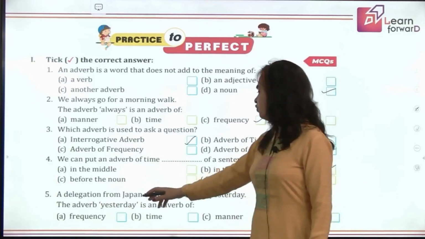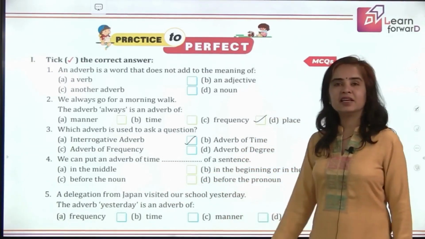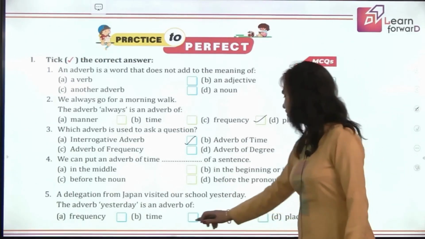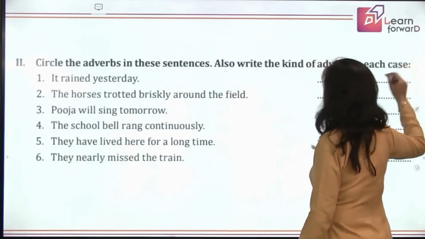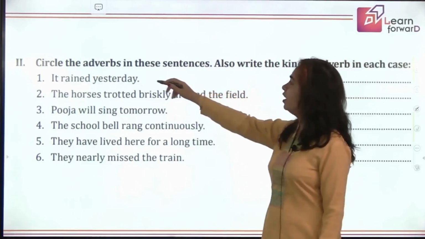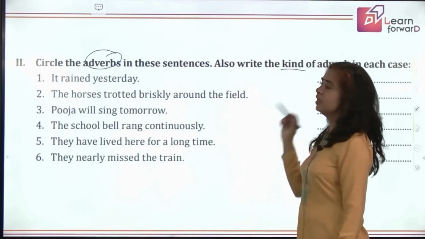A delegation from Japan visited our school yesterday. The adverb yesterday. What's that? Which adverb is it? Time. Perfect. That is an adverb of time. So that means you have understood the different kinds also very well. Circle the adverbs in these sentences and then write the kind also.